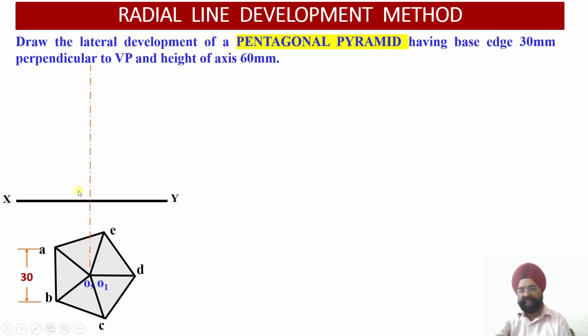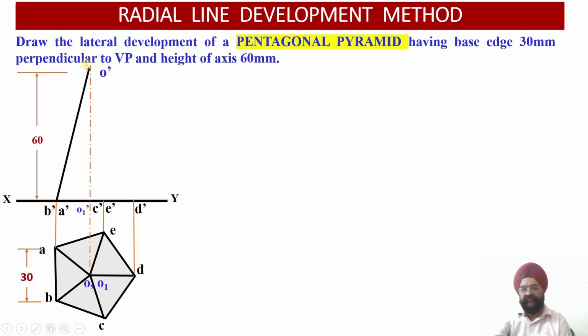Now we'll draw the axis height. Axis height is given to us as 60 millimeter. So we work out the 60 millimeter height. These are the base points corresponding to the base, so the front view projections will be these on the XY reference line on the HP. Now, having located the axis height, the O dash point has been located, and then we are going to join the slant generators.